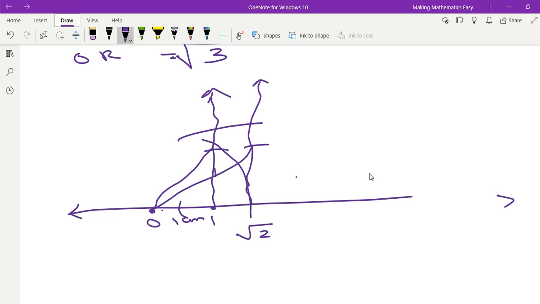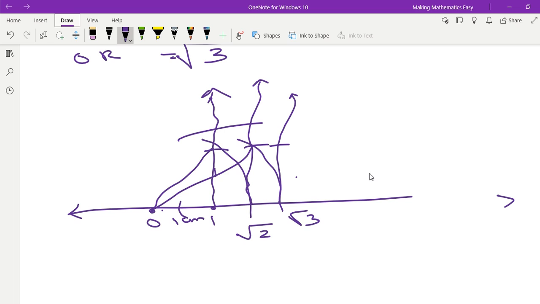Now this is root 2, so the square of this will be 2, and this will be 1, so this is your root 3. So taking this as your radius, you need to draw an arc over here, and this point is your root 3. Again you need to draw a perpendicular at this point, so you need to draw a straight line over here and take 1 centimeter again over here.